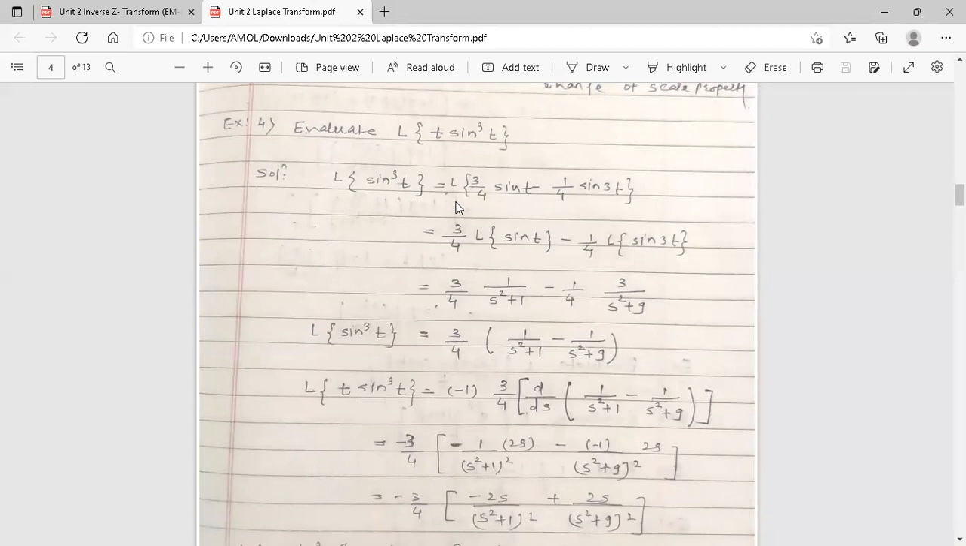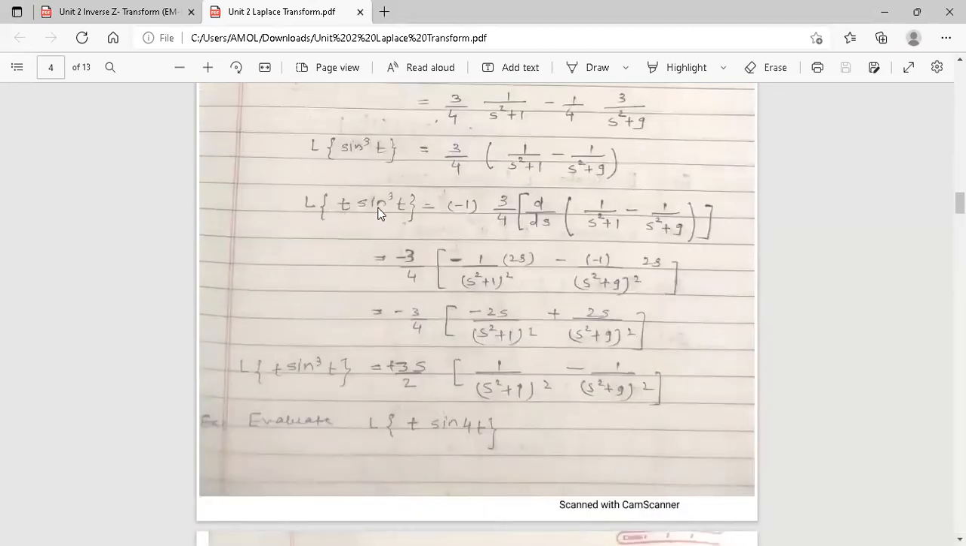Now separate both the terms. If you separate, it is 3 by 4 into Laplace of sin t minus 1 by 4 into Laplace of sin 3t. 3 by 4 as it is, Laplace of sin t is 1 upon s square plus 1, minus 1 by 4. Laplace of sin 3t is 3 upon s square plus 9. So we are using the formula of Laplace of sin at. So Laplace of sin cube t is equal to 3 by 4 into bracket. 3 by 4 is common in both the terms, so take it common and the remaining terms are 1 upon s square plus 1 minus 1 upon s square plus 9. So this is the Laplace transform of sin cube t.